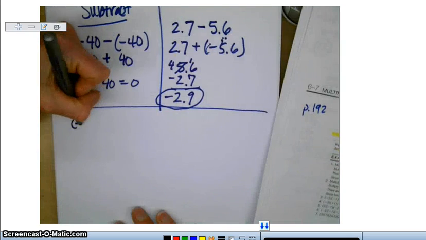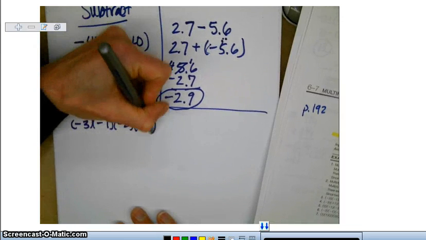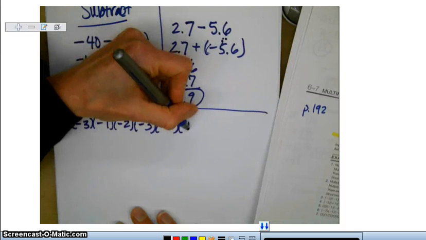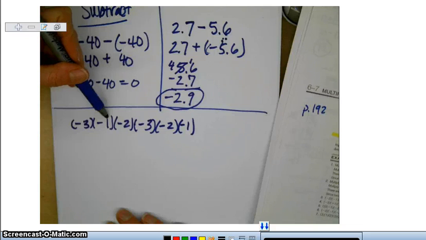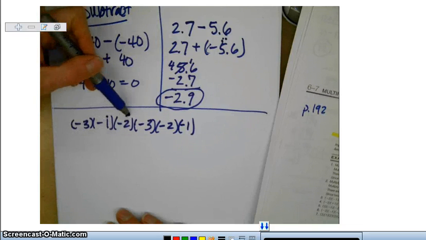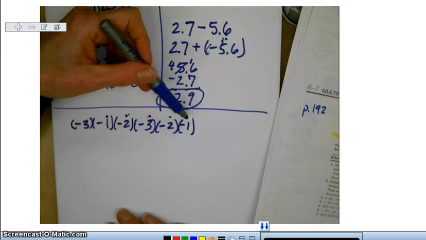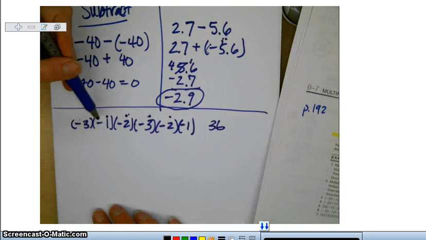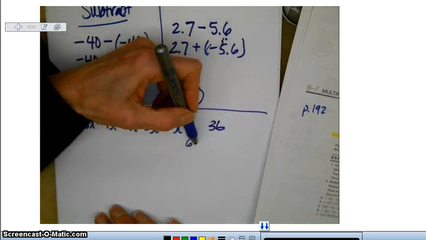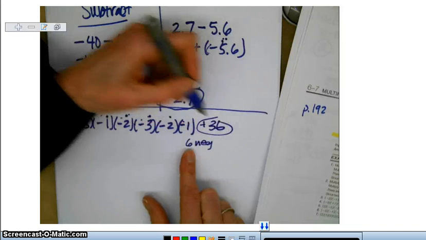So let's just say I have negative 3 times negative 1 times negative 2 times negative 3 times negative 2 times negative 1. I'm just going to multiply. 3 times 1 is 3. 3 times 2 is 6. 6 times 3 is 18. 18 times 2 is 36. 36 times 1 is 36. I just multiplied the numbers. You could get your calculator out and do that. That's fine. Now I count the negatives. There are 1, 2, 3, 4, 5, 6 negatives. That's an even number, so that makes this a positive 36.